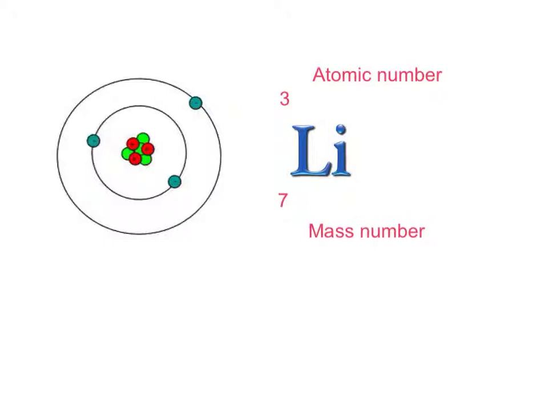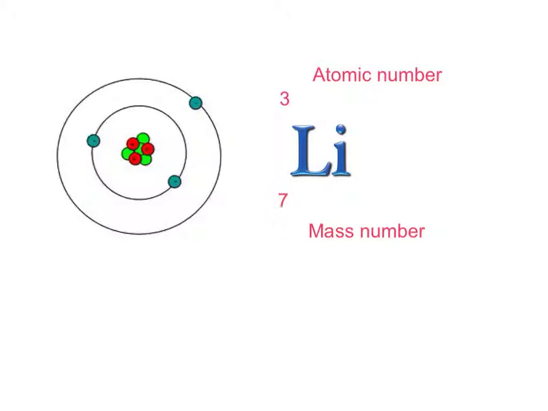So the information we can get from these, well, as I said, the number 3 tells us how many protons there are in a lithium atom. But not only that, we know, like I said previously, that atoms have no overall charge. So if there are 3 protons in the nucleus, there must be 3 electrons orbiting that nucleus. So from the atomic number, we can know how many protons there are in the nucleus, and we can work out how many electrons there are.